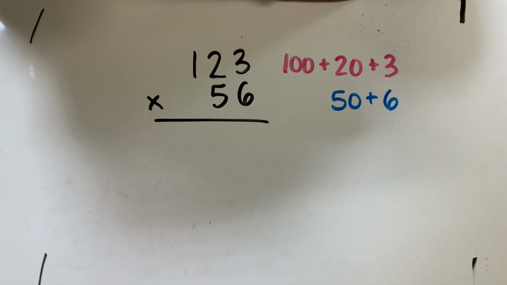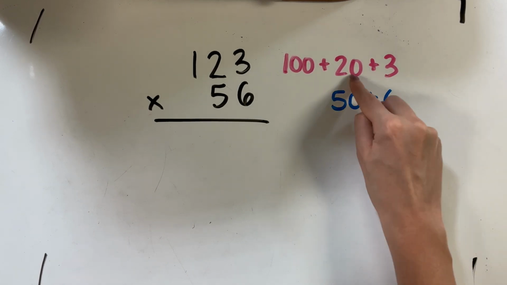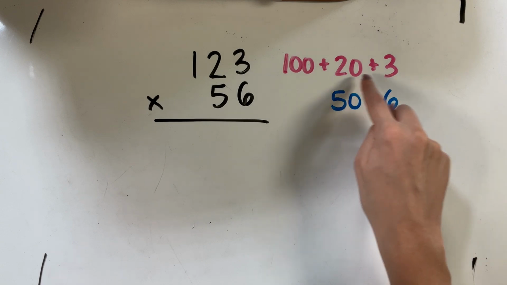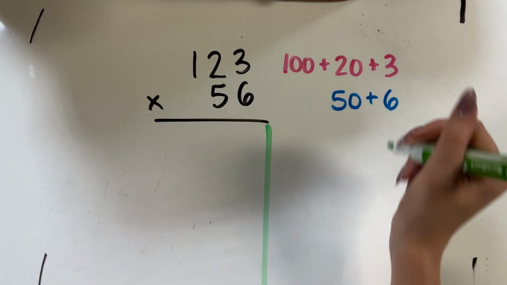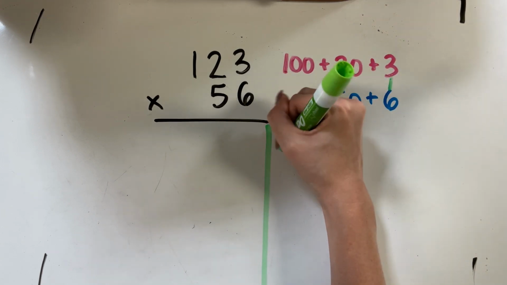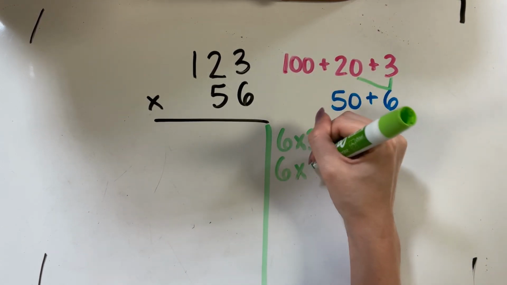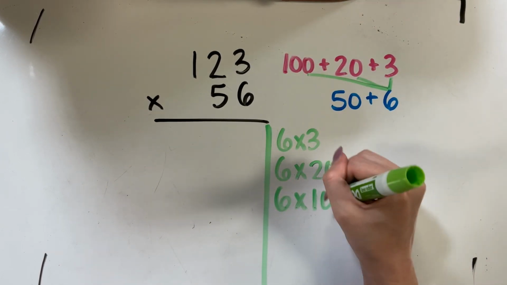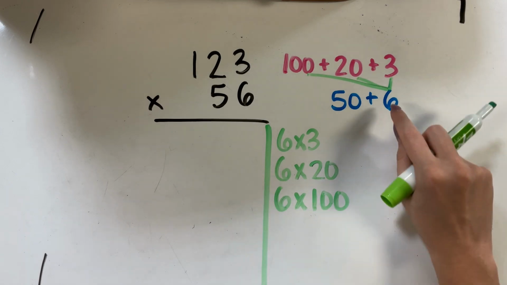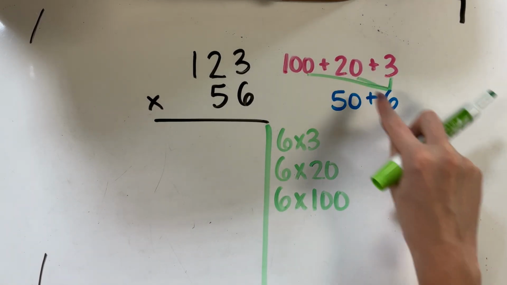All right. Now, I told you at the beginning of the video that we need to multiply 6, this bottom number, times all of these values up here. Okay, so I'm going to start making my list. I'm going to multiply 6 times 3, 6 times 20, and 6 times 100. Do you see how I basically almost distributed 6 times 3, 6 times 20, 6 times 100?